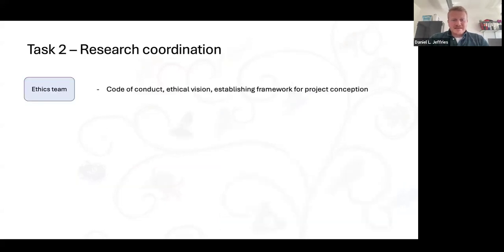And in terms of research coordination, which this talk will mostly be centered on, the ethics team has already set down a code of conduct and an ethical vision for all of the activities within the consortium, which includes the research that will be eventually done.